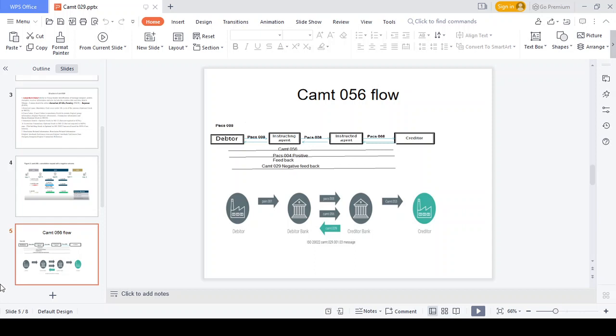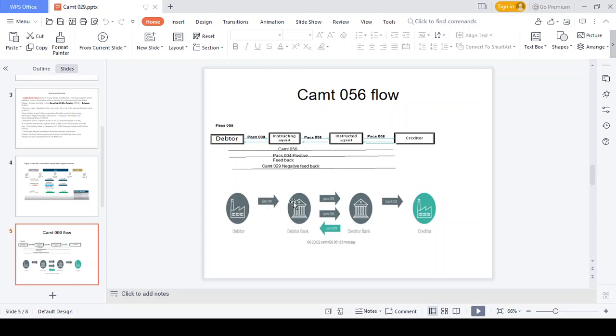This can be explained from the diagram also. The debtor initiates the pain.001 message. It goes to the debtor bank, where it is converted to a pacs.008 or pacs.009 message for the creditor bank, and the creditor gets the amount. In case, meanwhile, the debtor thinks the transaction is wrong, the debtor informs the debtor bank with Camt055 that the transaction is wrong and asks to recall it. The debtor bank converts Camt055 to Camt056, because the bank-to-bank cancellation request should be initiated only with Camt056.